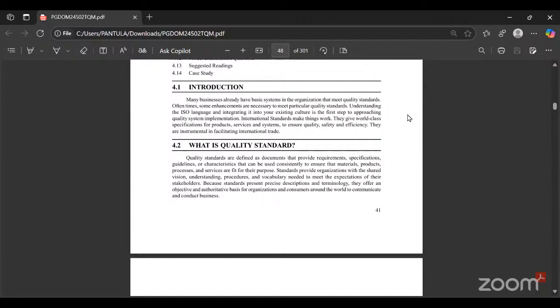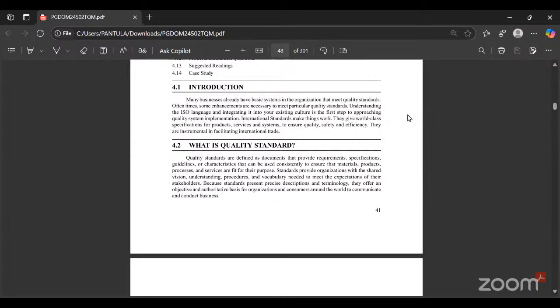A quality standard is defined as a document that provides requirements, specifications, guidelines, or characteristics that can be used consistently to ensure that materials, products, processes, and services are fit for their purpose.